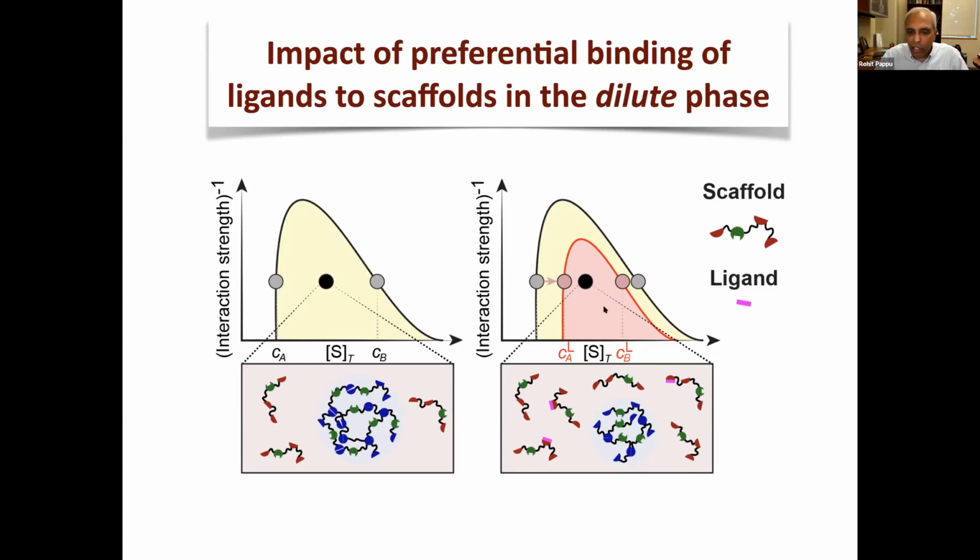The polyphasic linkage theory is actually silent largely about what happens to the dense phase. Here we schematize this, but I'll show you that this is indeed what can happen.